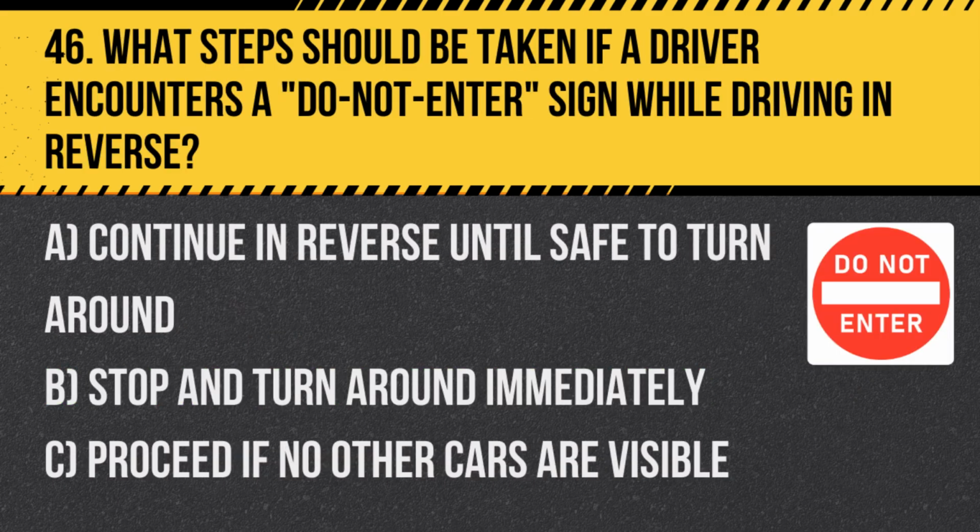Question 46. What steps should be taken if a driver encounters a do not enter sign while driving in reverse? A. Continue in reverse until safe to turn around. B. Stop and turn around immediately. C. Proceed if no other cars are visible. Answer. A. Continue in reverse until safe to turn around. Ensure it is safe to turn around without obstructing traffic.